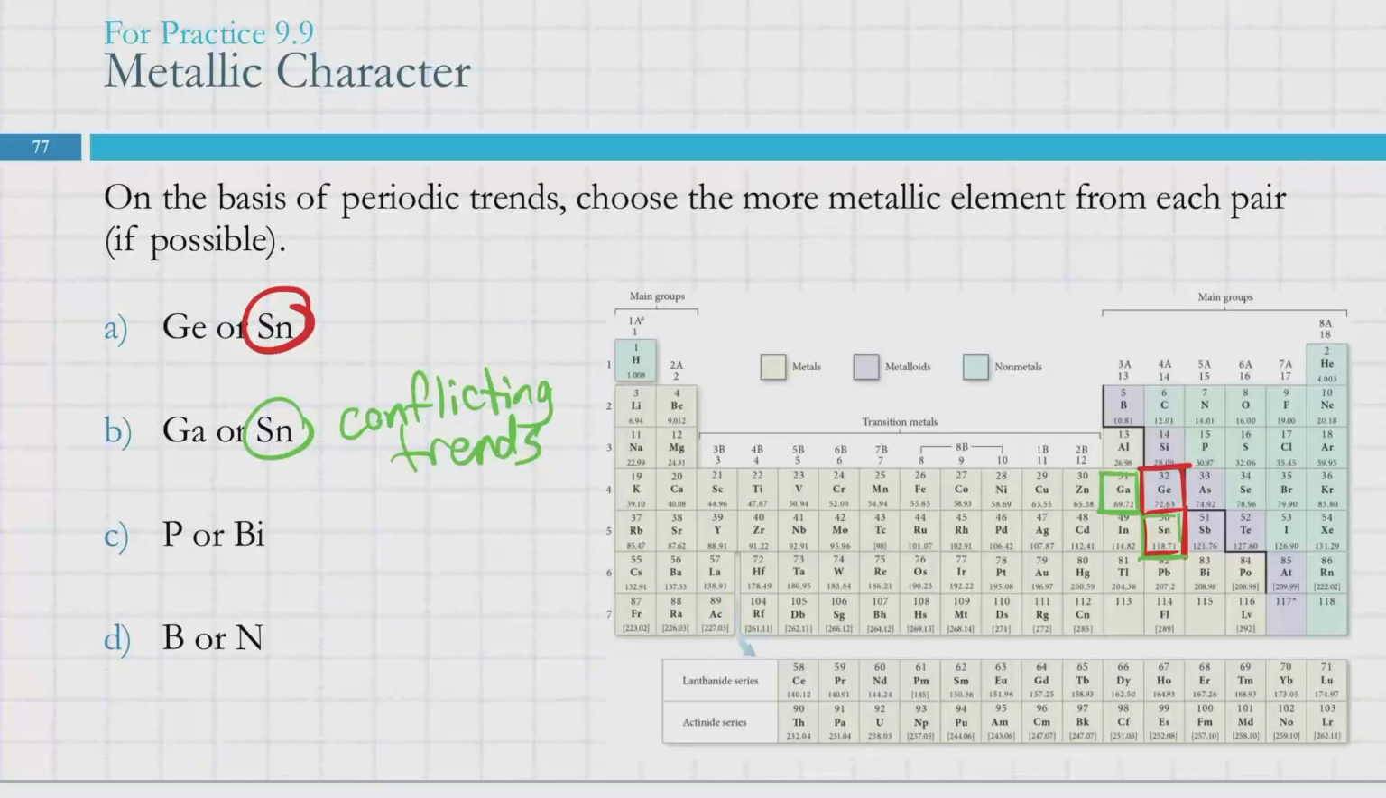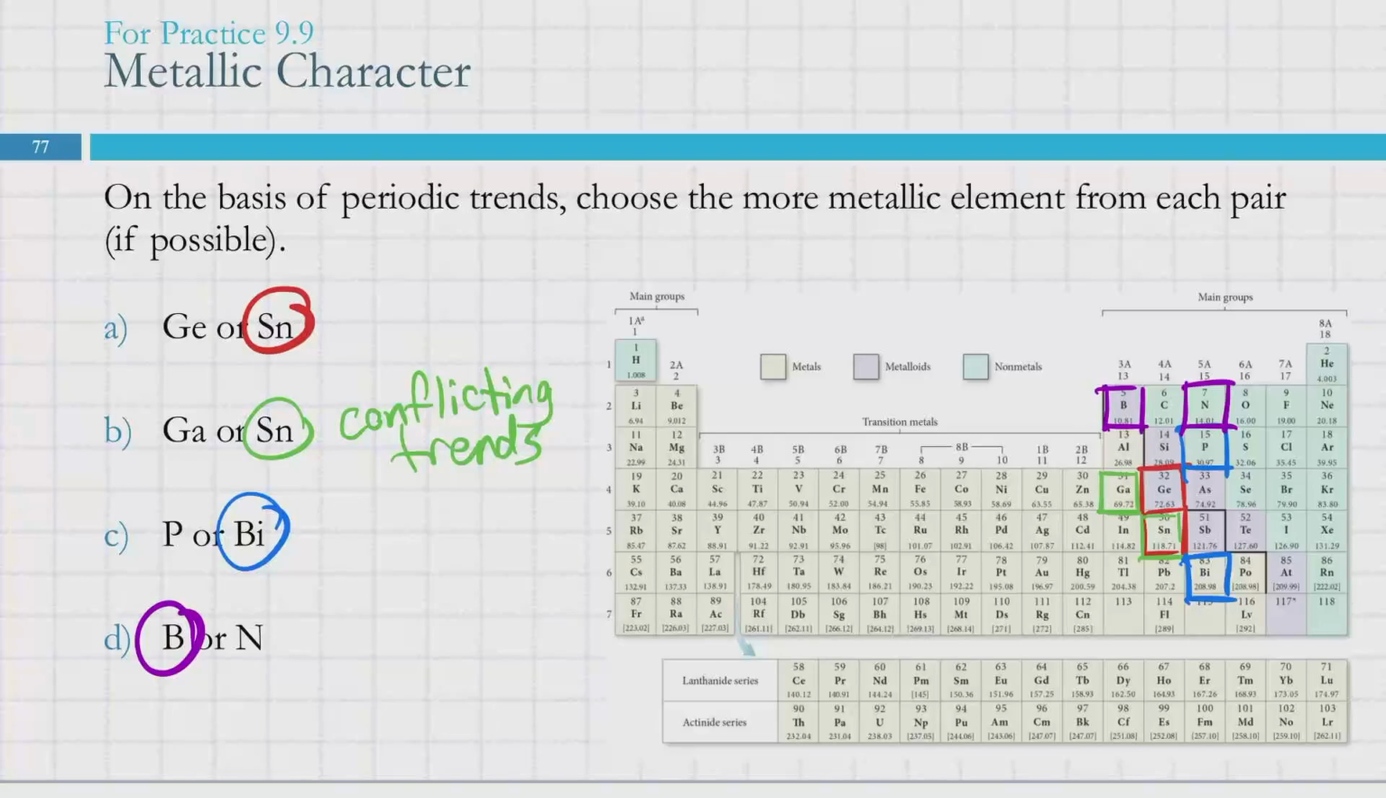And then we've got phosphorus or bismuth. It's going to be bismuth because it's further down. And we've got boron and nitrogen. It's going to be boron because it's further to the left. It's more to the metals side.